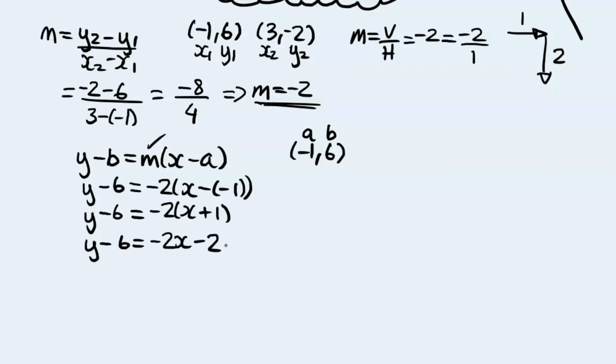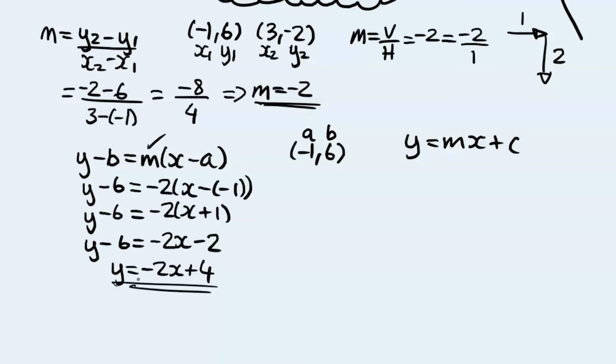Now let's bring the minus 6 to the right hand side, so we get the form that we're used to, y is equal to mx plus c. We have the y by itself on the left hand side, so it'll be y is equal to minus 2x, then minus 2 plus 6, which will be plus 4. So that is our final answer.